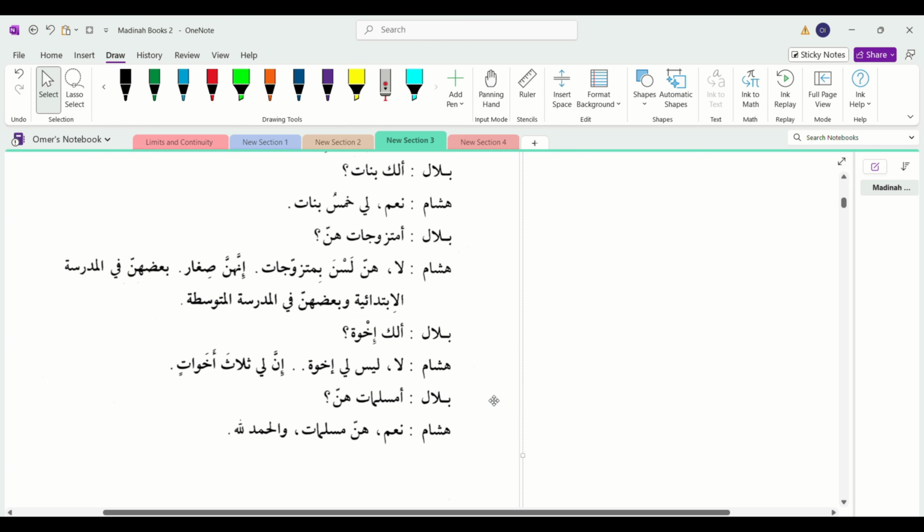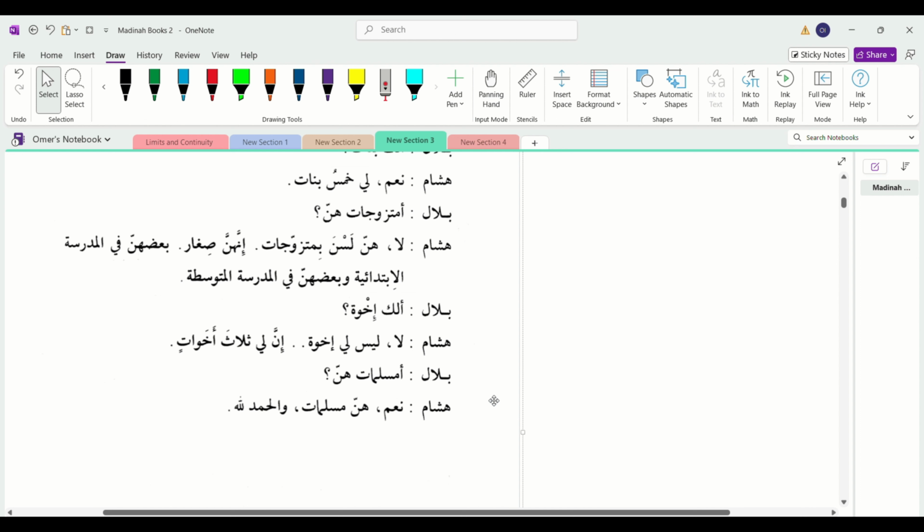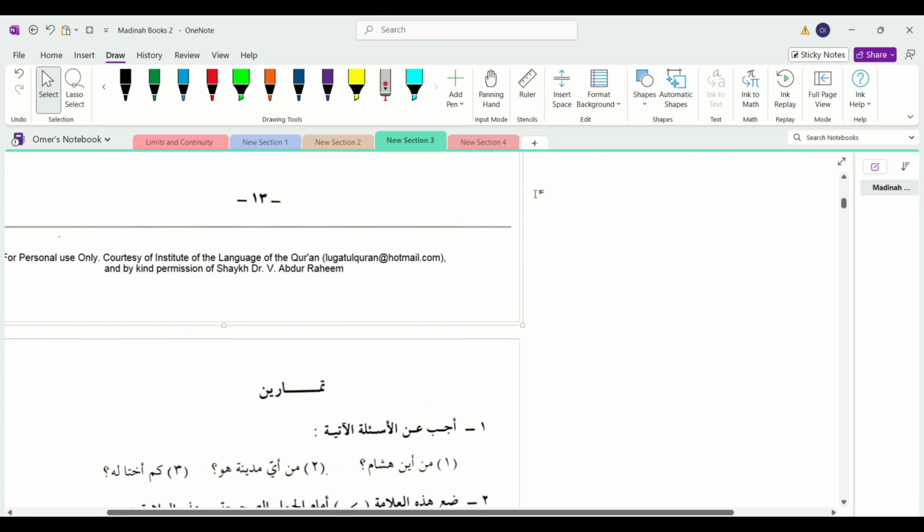بلال مسلمات هن are those Muslims. هشام نعم هن مسلمات والحمد لله. Yes, they are Muslims and all praise to Allah.